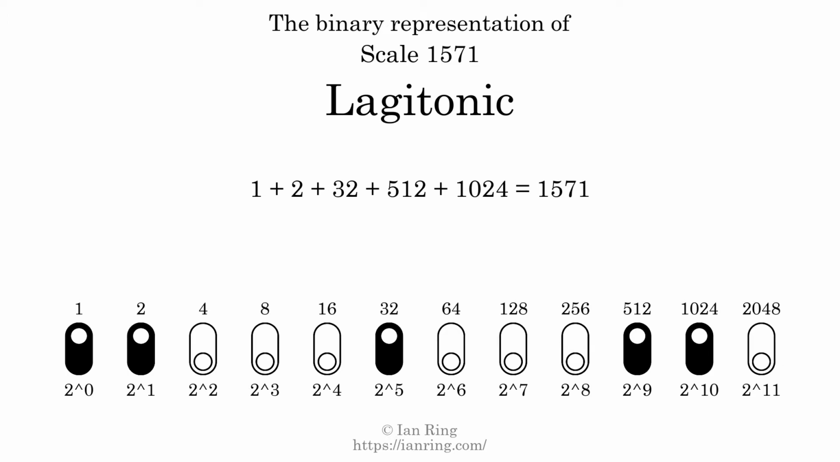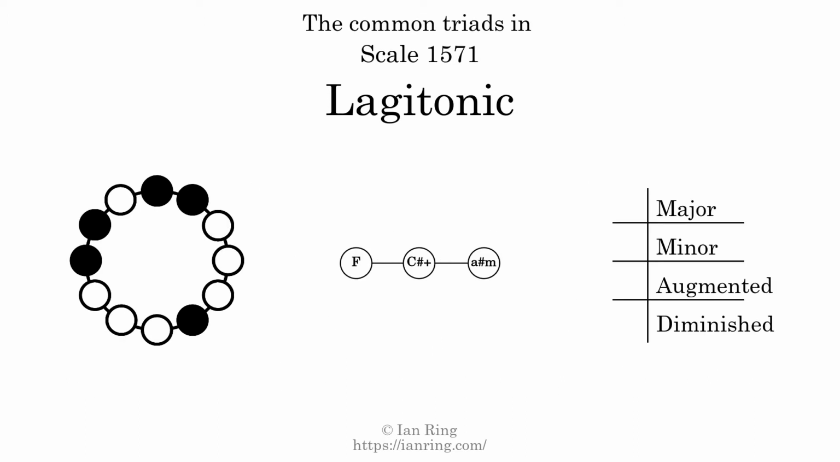1571. The scale number not only enumerates the scale with a unique index, but it also literally describes the tonal content of the scale. Represented as a binary number in base 2, the scale number is 0110001000011. Here are the common triads present in this scale.